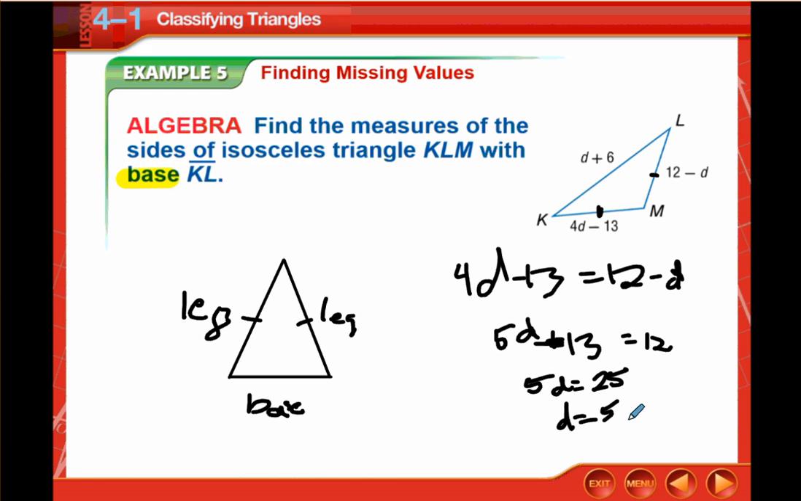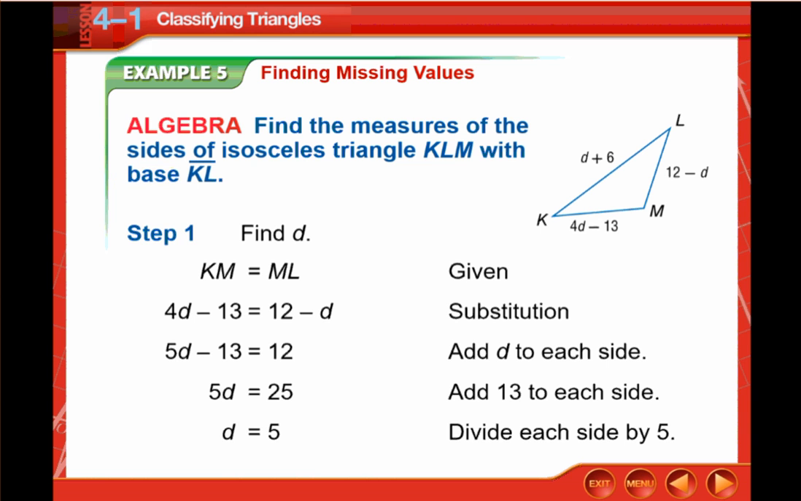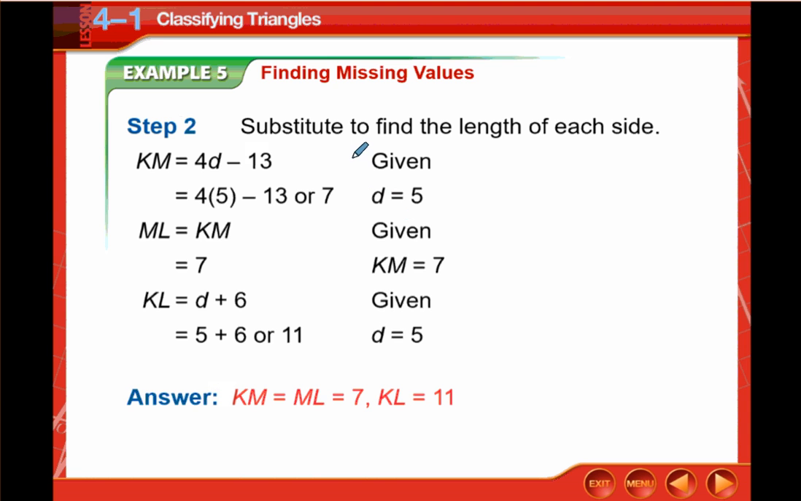Well, now that I know that D is equal to 5, the goal here is to find the measure of all the sides. And so now it's just a matter of substituting back in. So here's the equation written out in a little bit neater way so you can see all the steps and also the justification for each step written on the side here. So that's the equation we wrote, and then these are the steps we took to get to D is equal to 5. Now that I know D is equal to 5, it's just a matter of substituting back in to find the length of each side.